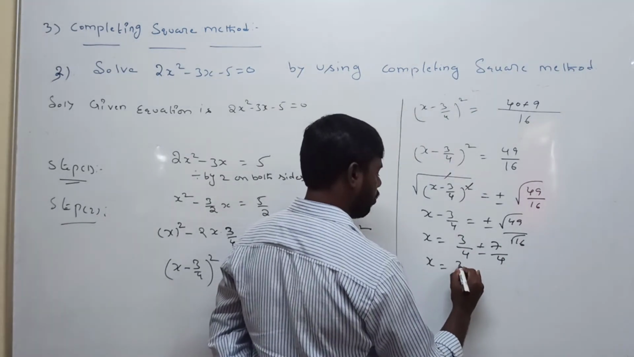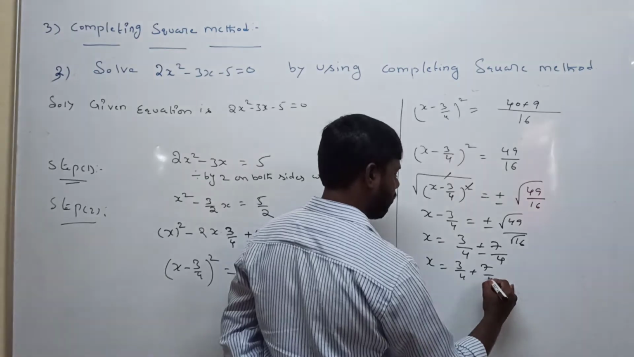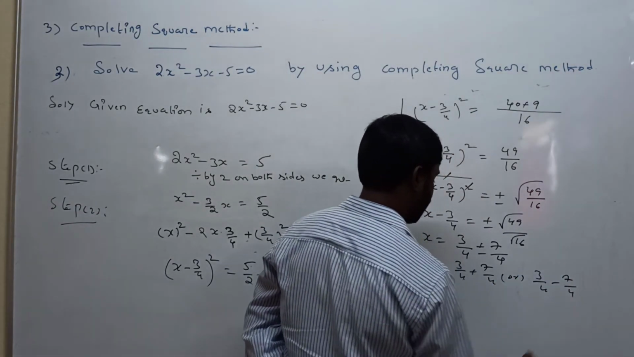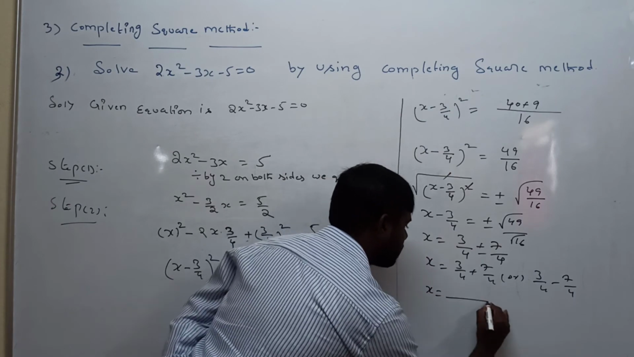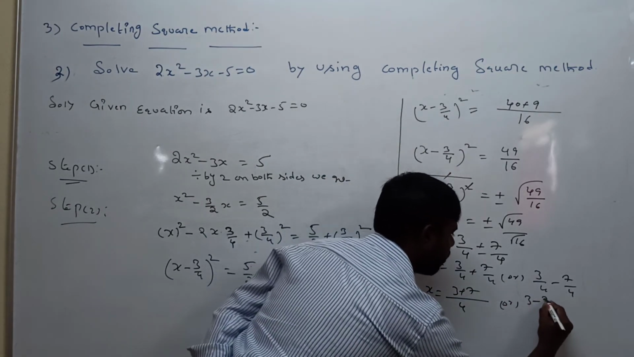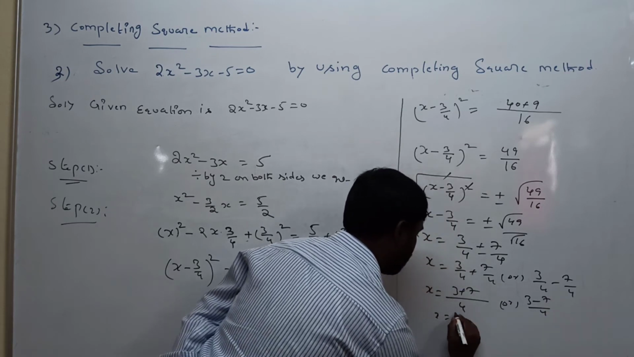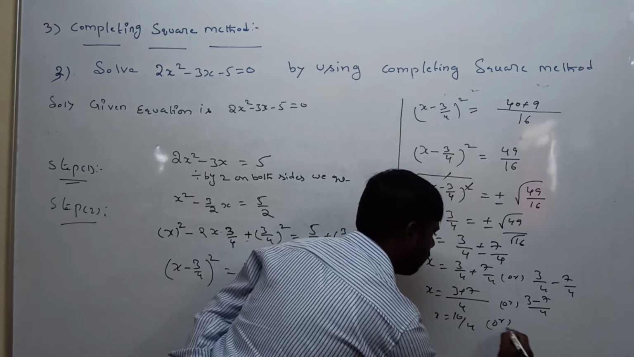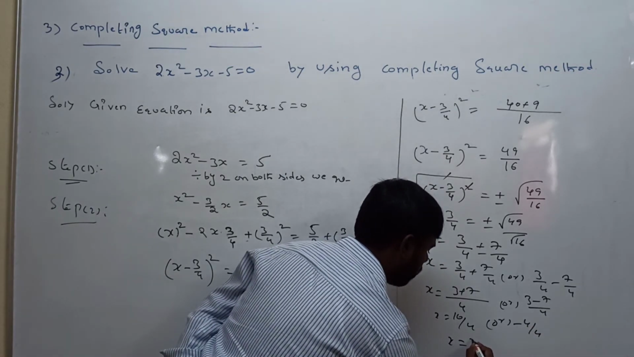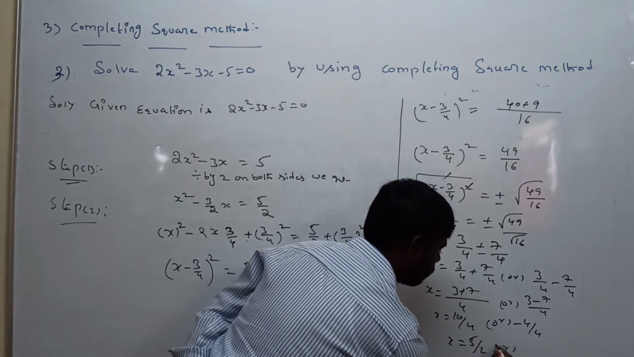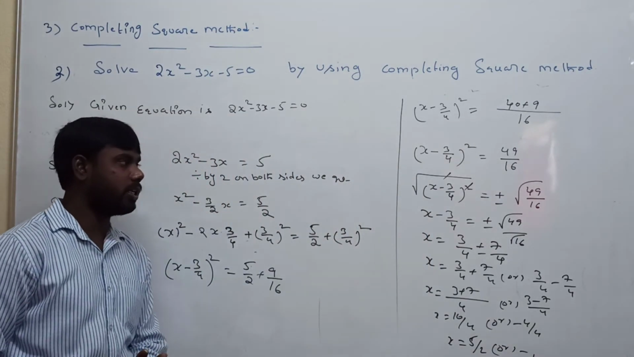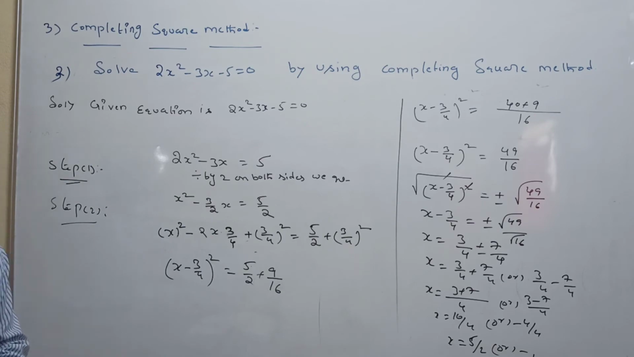X is equal to 3 by 4 plus 7 by 4, or 3 by 4 minus 7 by 4. Both the denominators are same. So 3 plus 7 over 4, and overall 3 minus 7 by 4. Here 10 by 4, overall minus 4 by 4. Finally we get 5 by 2, and here you should get minus 1. The x value is equal to 5 by 2 or else minus 1. Everyone understood? It is clear.